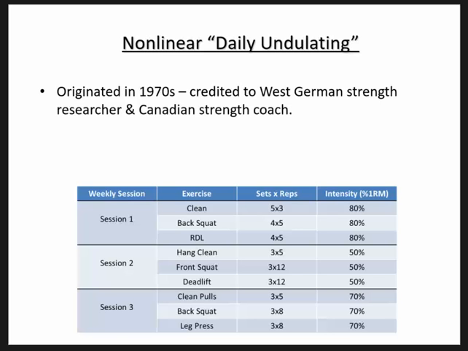So the nonlinear model, also called undulating, is also an option to use for assignment 4. So you can use a nonlinear model as well. So what does undulating mean? The word itself means having a smoothly rising or falling outline, or to form in waves. So wave-like formation is what undulating means. We see it originated in the 70s, with a West German strength researcher and a Canadian strength coach.